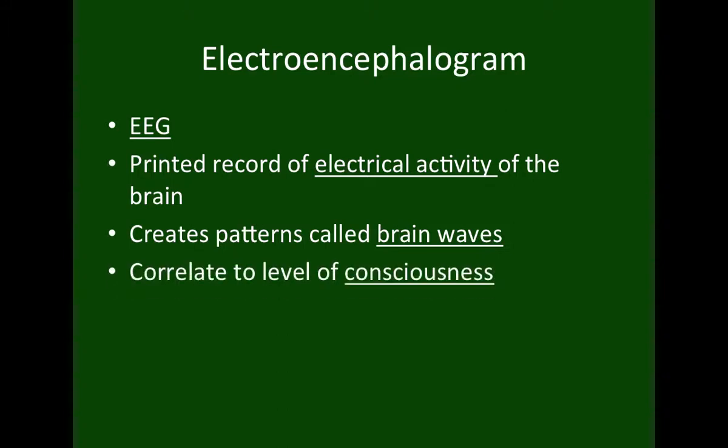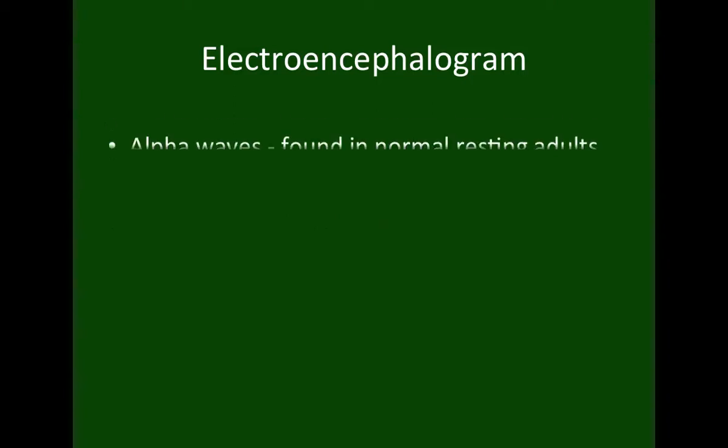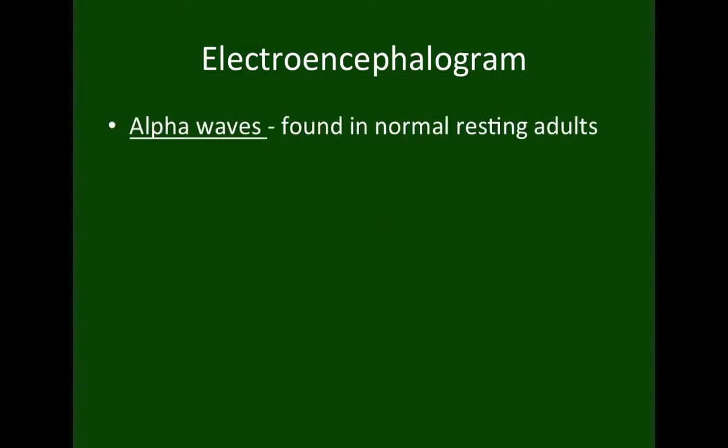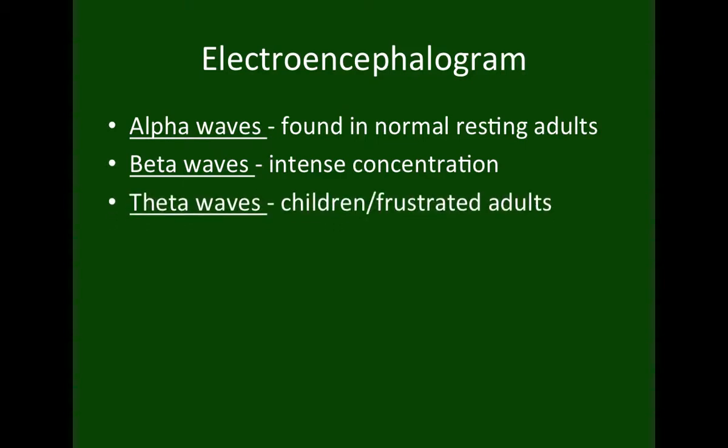The types of brain waves are going to be tied to your level of consciousness as well as the developmental milestones that you have already achieved. We do use this as a diagnostic tool for certain brain disorders, and we have 4 different types of waves. The first one are the alpha waves that are found in normal resting adults. We have beta waves, which indicate intense concentration and problem solving. Theta waves are typical in children or frustrated adults.